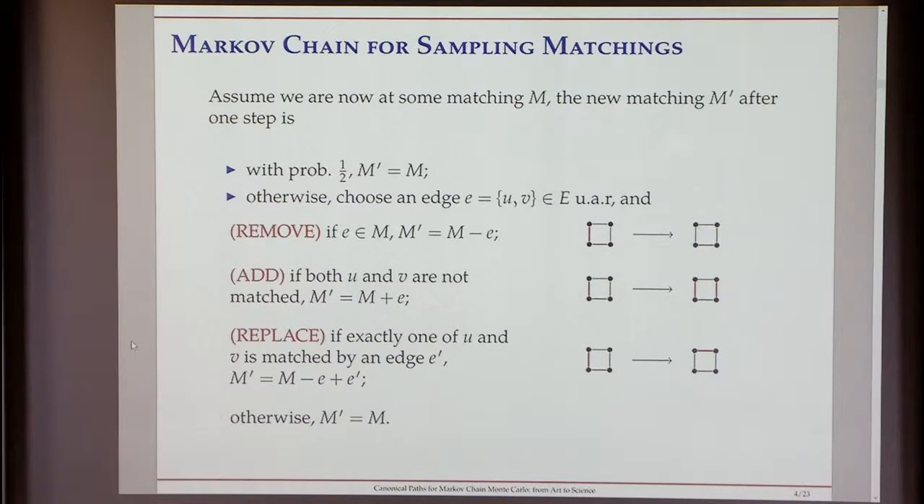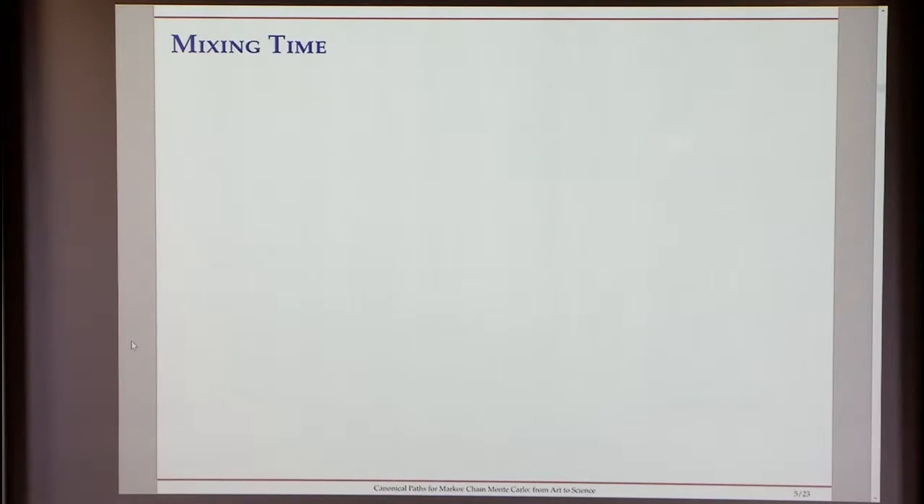If e is just an edge in the matching, then we can remove this edge from M and obtain our new matching M prime. This operation is called remove, and similarly we have 2 other operations: add a new edge and replace the edge by a new edge. So this is the Markov chain, and we are interested in the mixing time of this Markov chain.